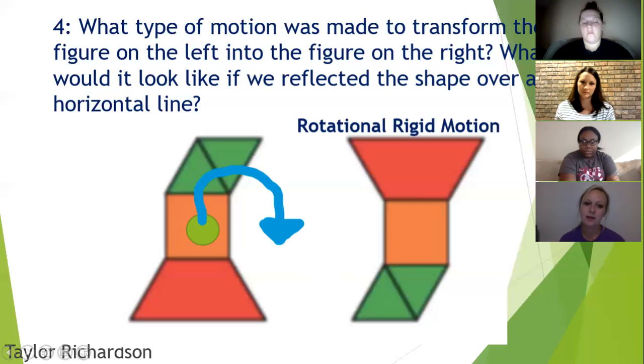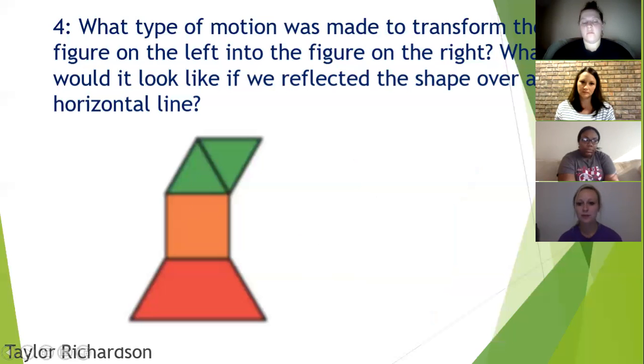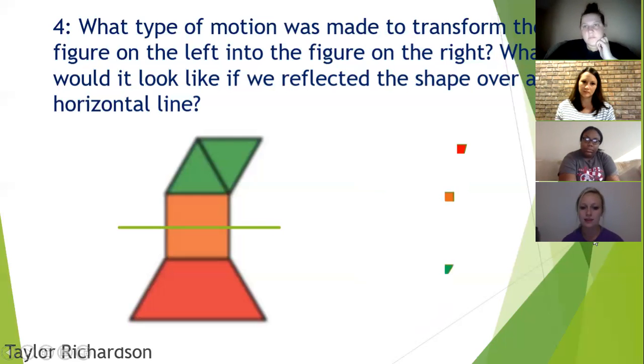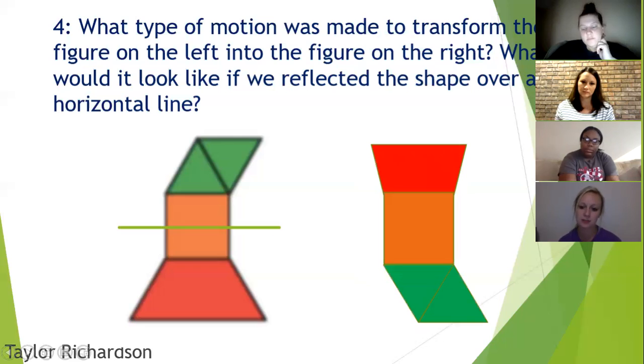Now we're going to look at what it would look like if we reflected the shape over a horizontal line. We're going to place the horizontal line right here in the center, right through the square, and reflect the shape over the line. This means the triangles are going to go to the bottom and the trapezoid is going to go to the top. The difference between this and the rotational rigid motion is that the triangles are still facing the right because it wasn't rotated at all.